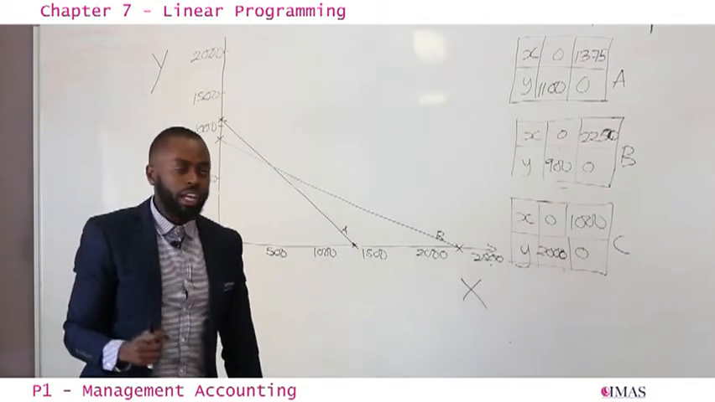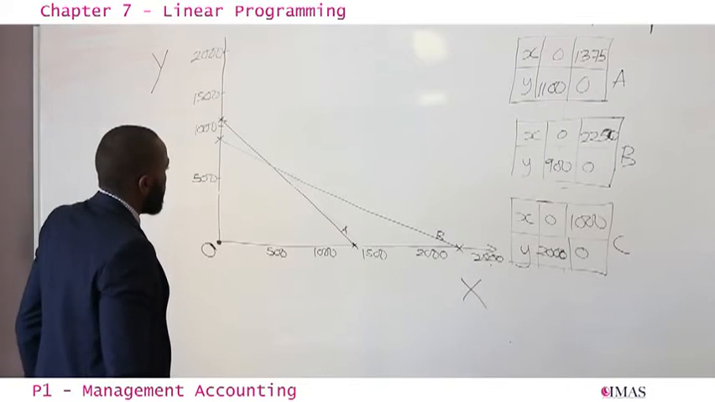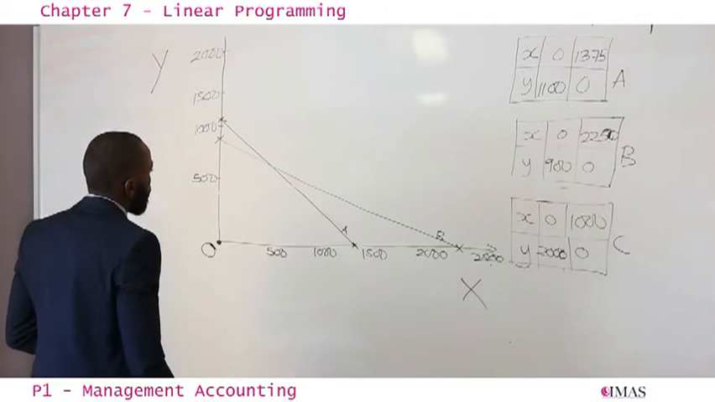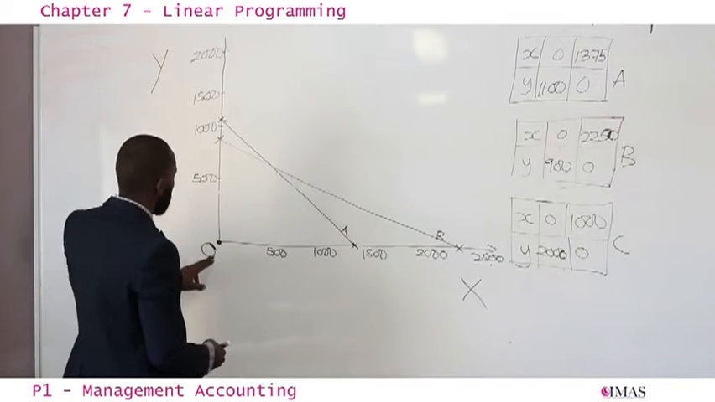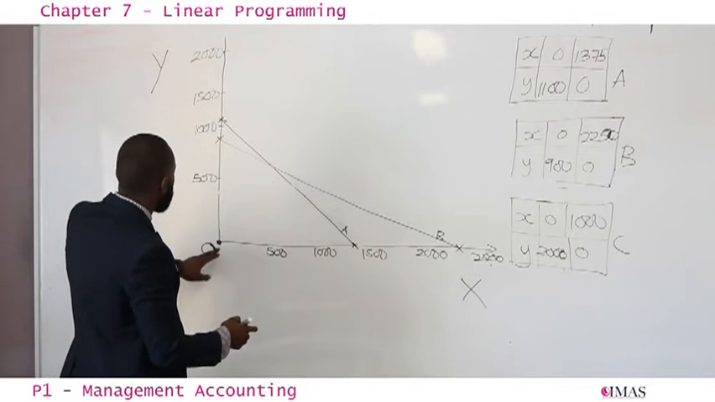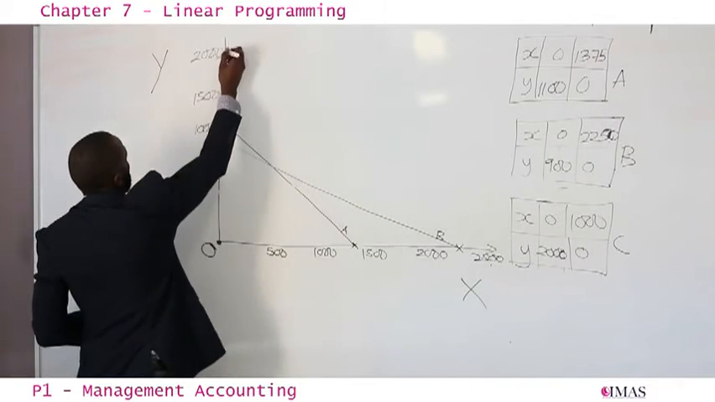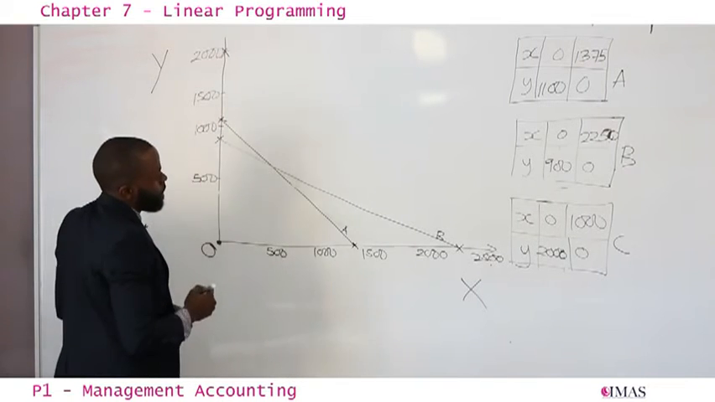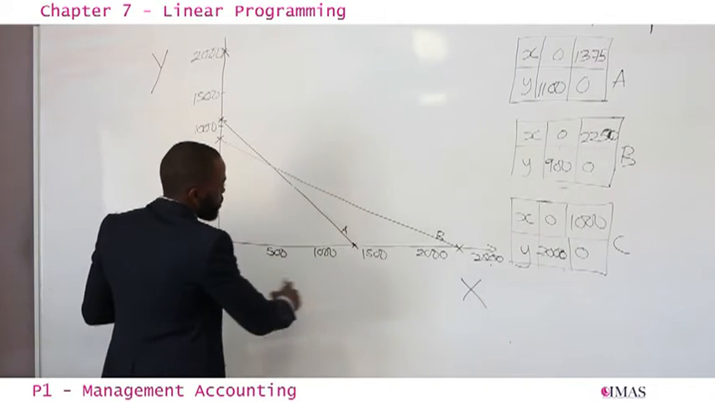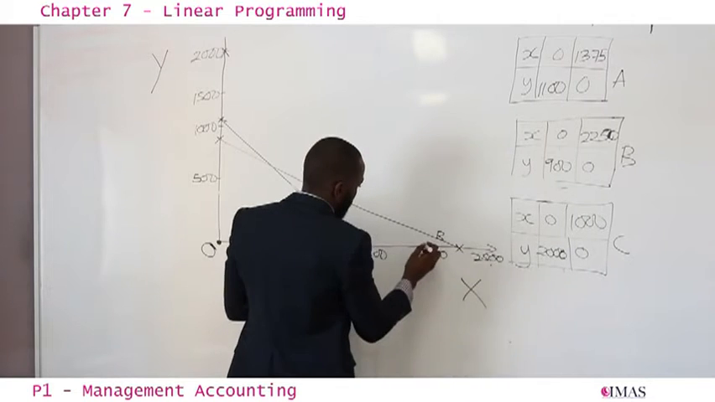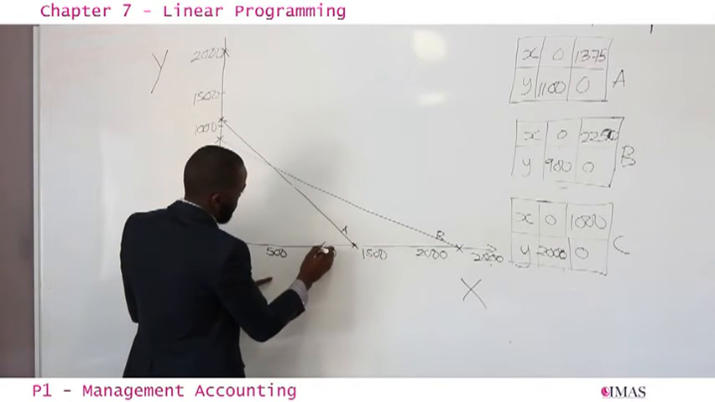And we go to the last constraint, which is C. When x is 0, y is 2,000. X is 0 here. Y is 2,000. Then when y is equal to 0, x is equal to 1,000. The points are here.